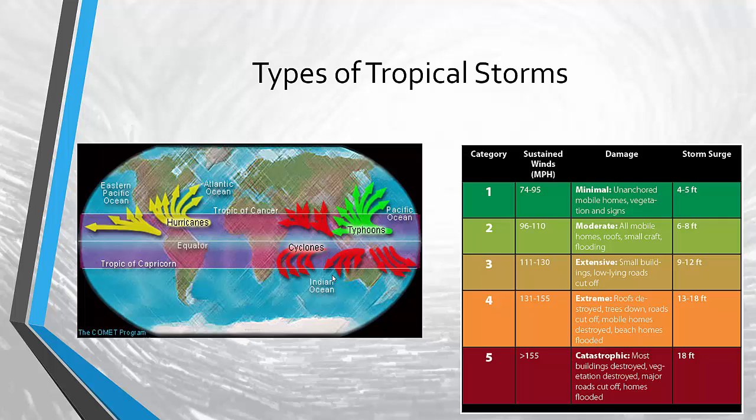Category 1 consists of wind speeds of 75 miles to 95 miles per hour with minimal damage, and storm surges, which is how high a tide is coming, of approximately 4 to 5 feet. A Category 5 will have wind speeds of 155 miles per hour with catastrophic damage and tides of 18 or more feet high.